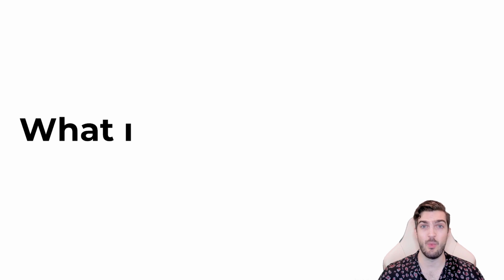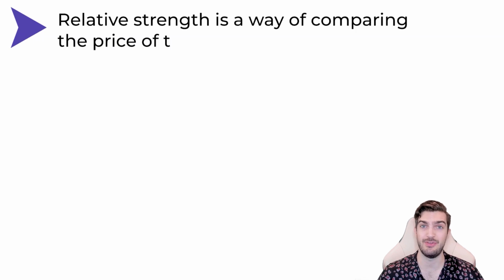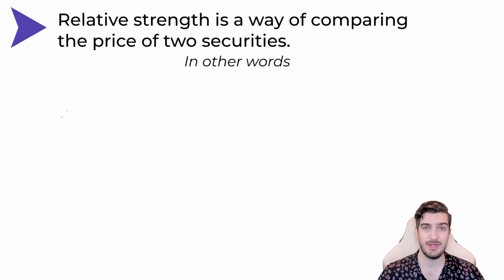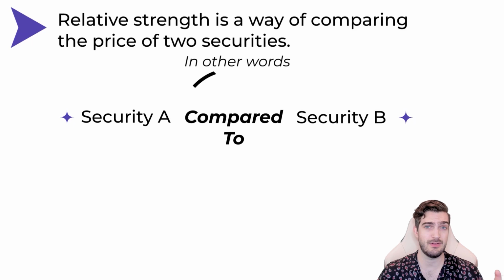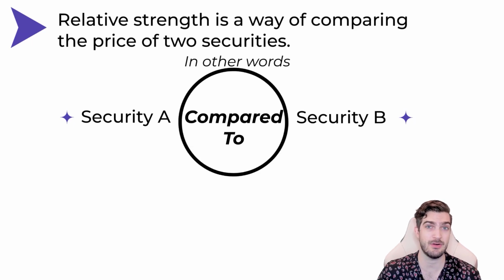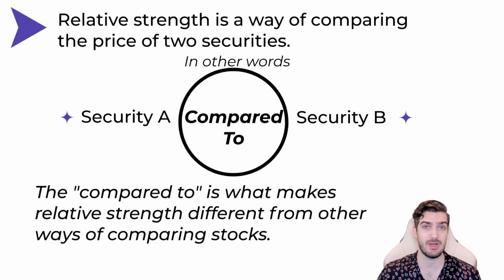Let's now talk about what relative strength actually is. In simple terms, relative strength is a way of comparing the prices of two different securities. But to use a little bit better of terms, relative strength is the way of comparing the price of one security compared to another security. And I put a lot of emphasis on compared to, because that is what differentiates relative strength from other ways of comparing the prices or returns of two securities.